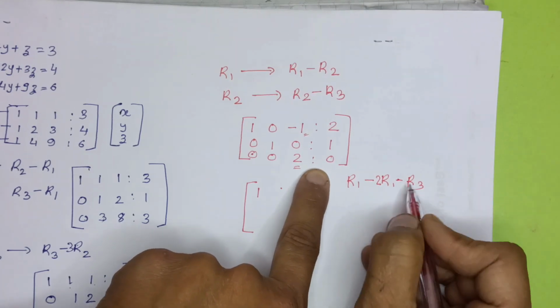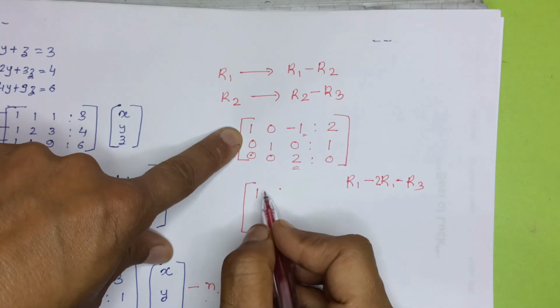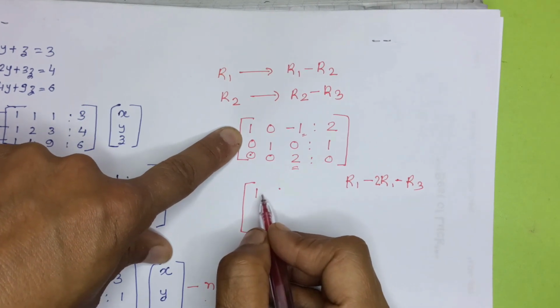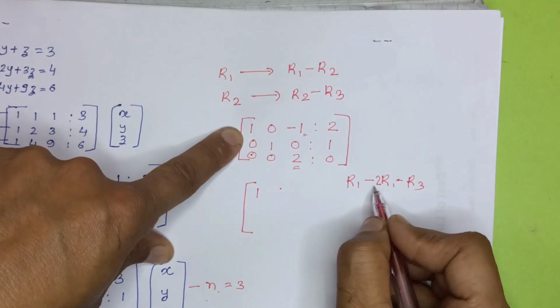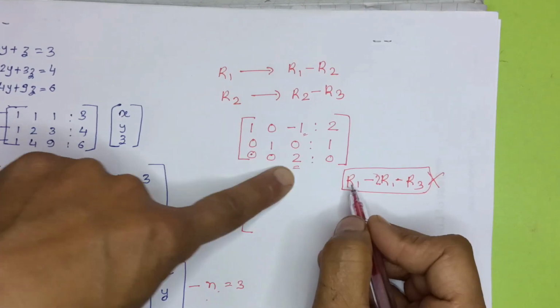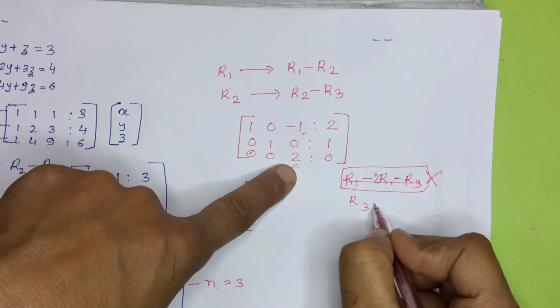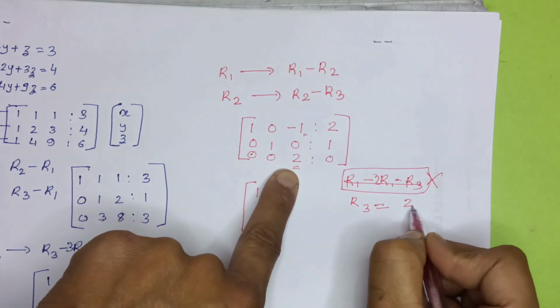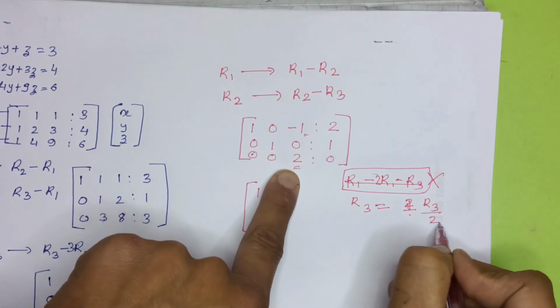If I do this, what will happen to the first sequence? So here 2R1 minus... No, I cannot do this, because if I do this, then this value will change. I don't want to change this, so I don't do this. Instead of that, let me do R3 directly. So R3, when we make it 1, we can get it by R3 divided by 2, so that we get the R3 value.